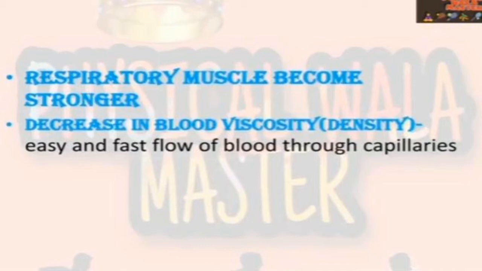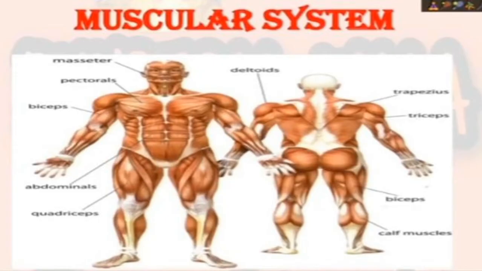And the last point is increase in the maximum oxygen uptake, VO2 max. Athletes need a constant supply of oxygen to muscles. This is known as oxygen uptake. The maximum oxygen uptake in a minute is called VO2 max. Regular exercise increases VO2 max. These were the various effects of exercise on the cardiorespiratory system.